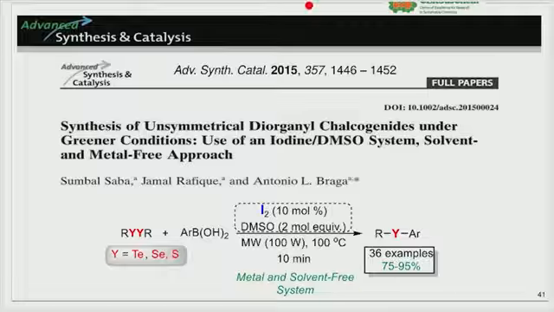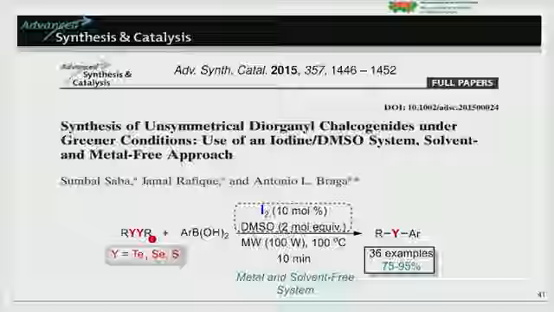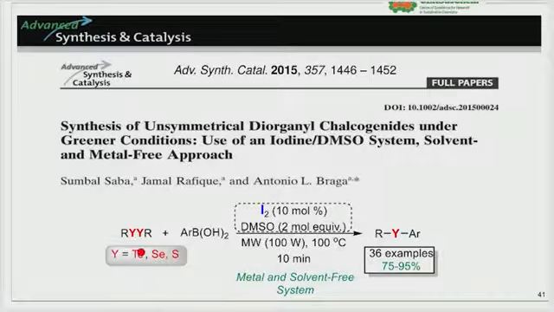Another article which I will mention on that topic has the title Synthesis of Unsymmetrical Diorganyl Chalcogenides Under Greener Conditions, using the molecular iodine DMSO system under solvent- and metal-free conditions. We used different kinds of diorganyl dichalcogenides, including selenium, tellurium, and sulfur, with aryl boronic acid under microwave radiation, leading to the unsymmetrical chalcogenide products.